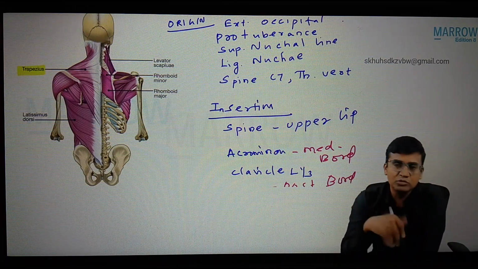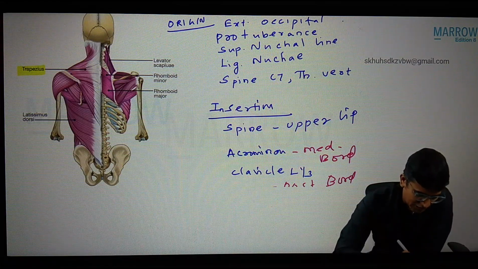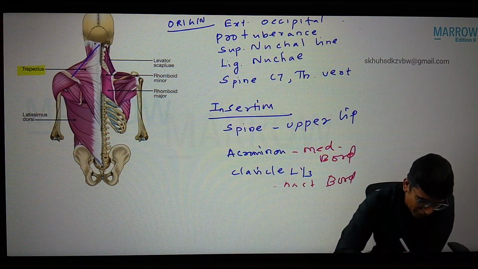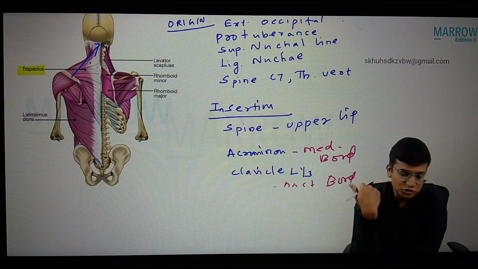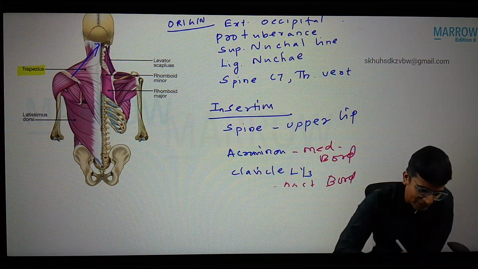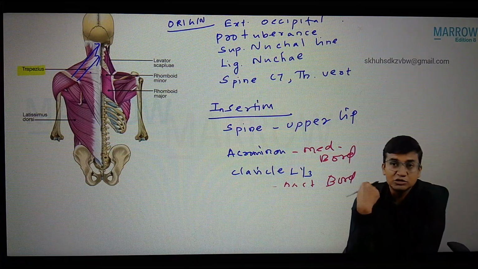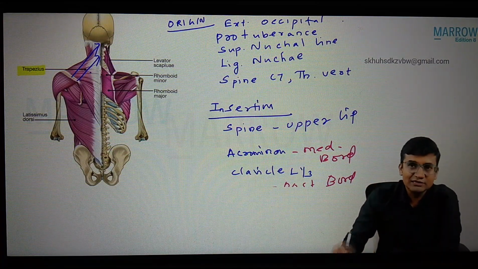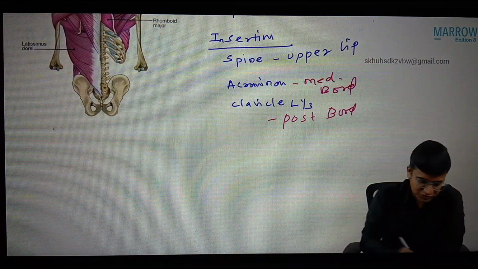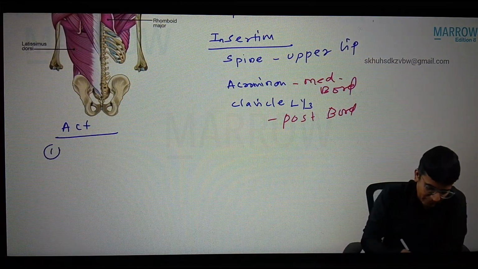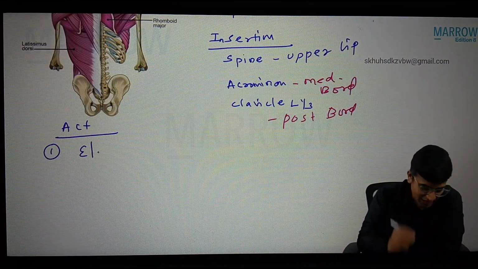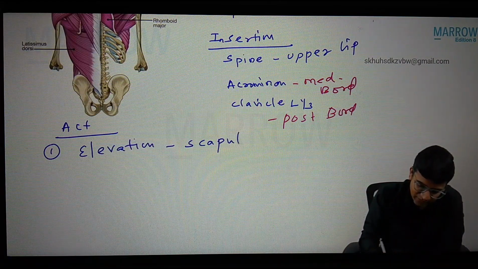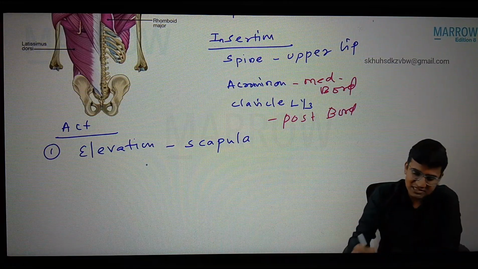The insertion point moves towards the origin point. So now these fibers, the scapula, the spine, it is moving towards the origin point like this. The upper fibers move the scapula superiorly. That is called elevation of the scapula. So, action number one of the trapezius muscle, elevation of the scapula.